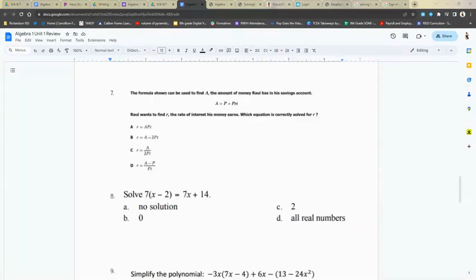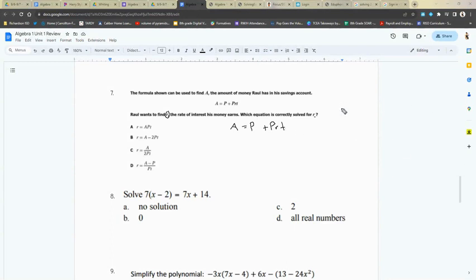All right, this one right here, it says the formula shown can be used to find A, the amount of money Raul has in the savings account. Raul wants to find R, so we're going to solve for R, the rate of interest his money earns. Which equation is correctly solved for R? So we have A equals P plus PRT. We're trying to get R, the rate, by itself.